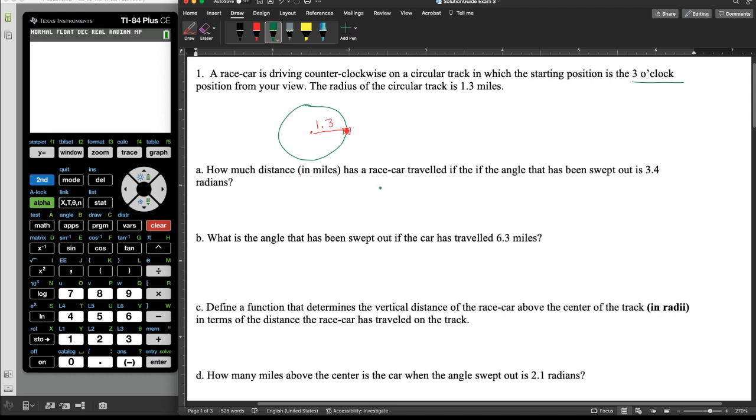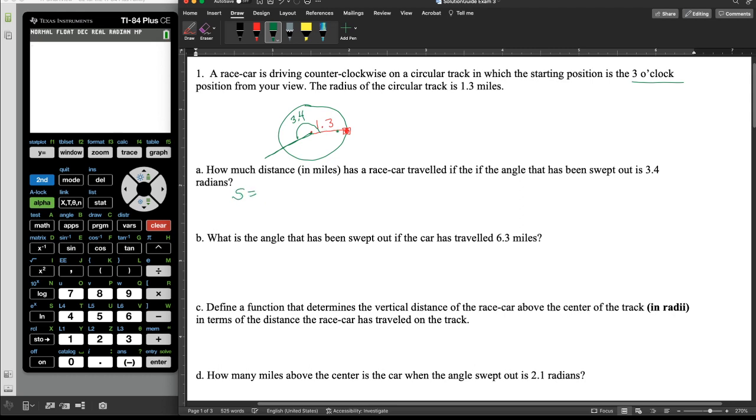So how much distance in miles has a race car traveled if the angle that has been swept out is 3.4 radians? So for this question, now 3.14 radians, that would be pi, right? That would be all the way to the other side of the circle. 3.4 is going to be a little bit more than 3.14. I'm going to do a sort of a guesstimate that it's from here, so the angle goes like this. 3.4 radians.